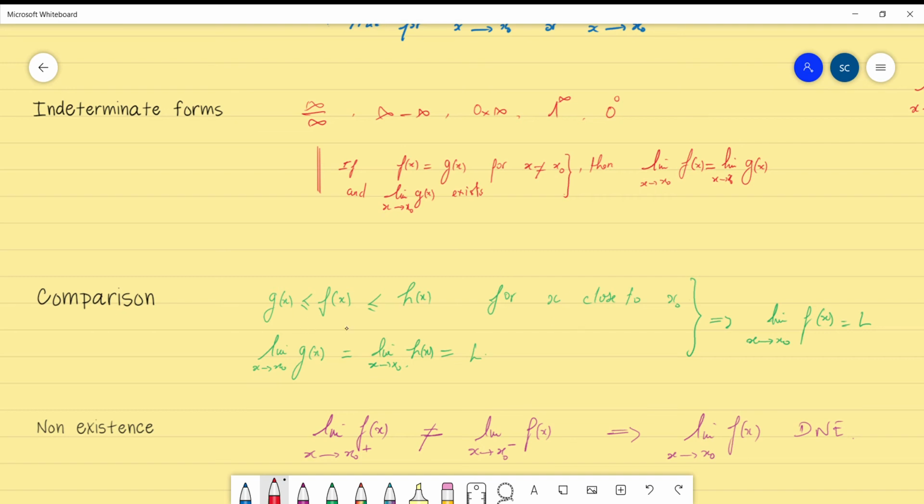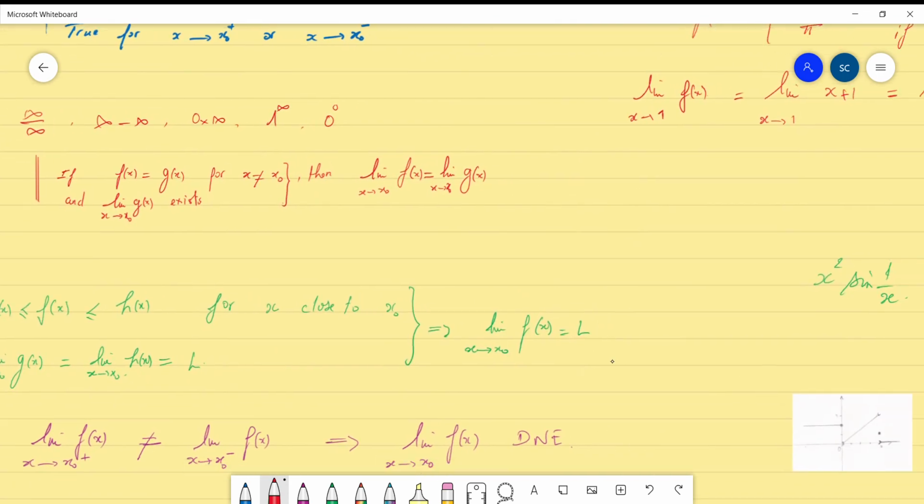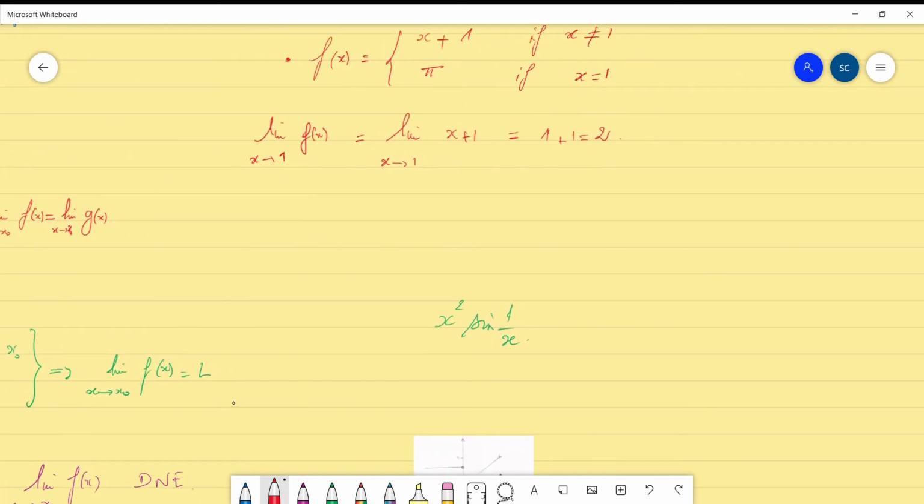So the idea is to compare f with two functions, and each of these functions has the same limit. Then necessarily we prove that f has the same limit. So its limit exists and it is exactly the same. So let's see how it works through this example.